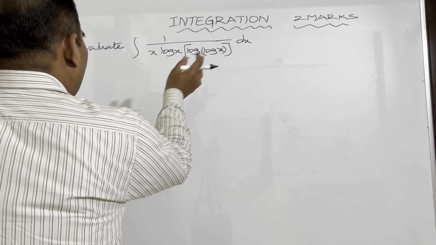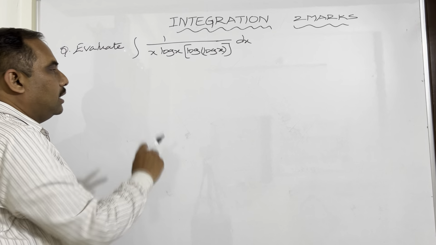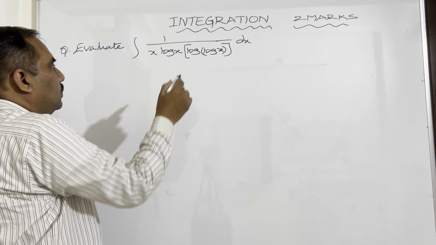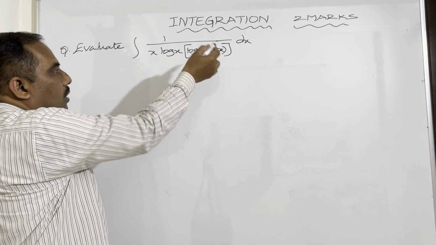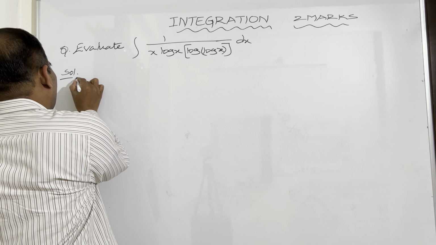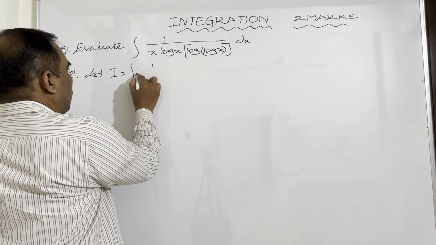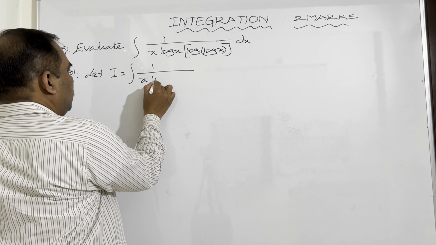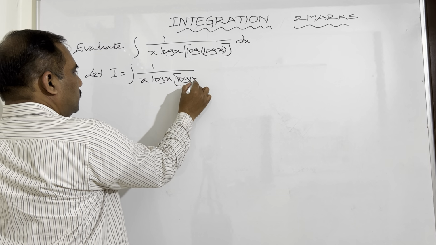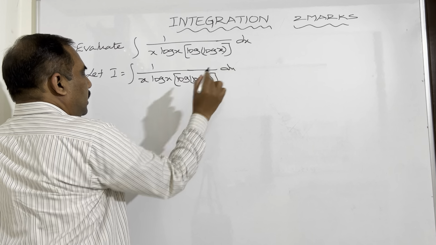In this we are going to discuss integration, 2 marks. The question is: evaluate the integral of 1 by x into log x into log of log x dx. So how to integrate the given function? Let I is equal to the integral of 1 by x into log x into log of log x dx.